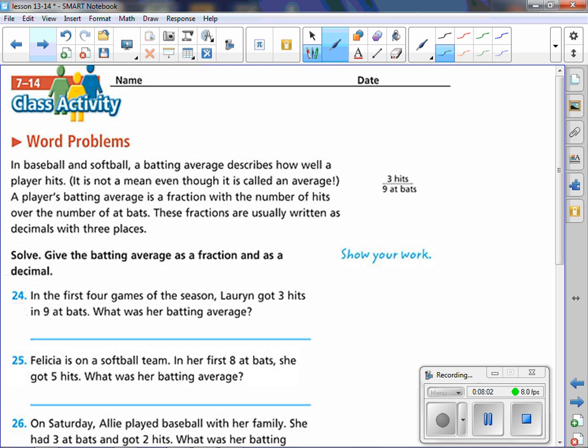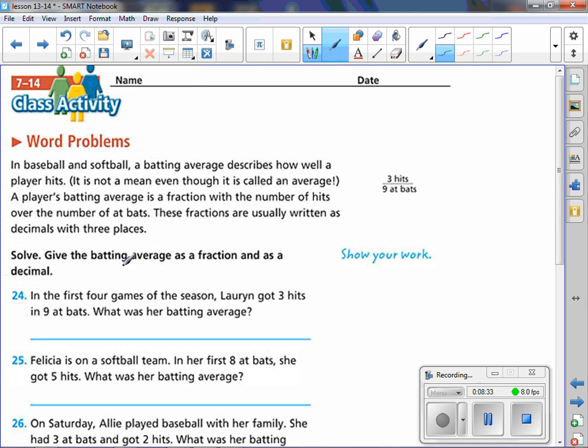Okay, in baseball and softball, the batting average describes how well a player hits. It's actually not a mean, even though it's called an average. A player's batting average is a fraction with the number of hits over the number of at-bats. These fractions are usually written as decimals, and they go out 3 places. So it's how many hits versus how many at-bats there were. So in the first 4 games of the season, Lauren got 3 hits in 9 at-bats. What was her batting average?